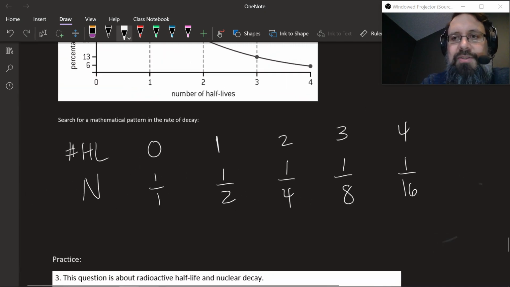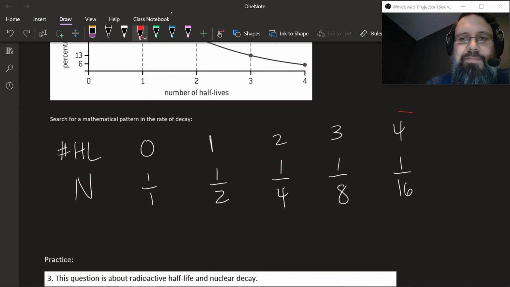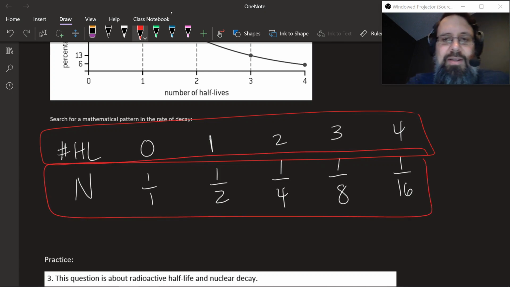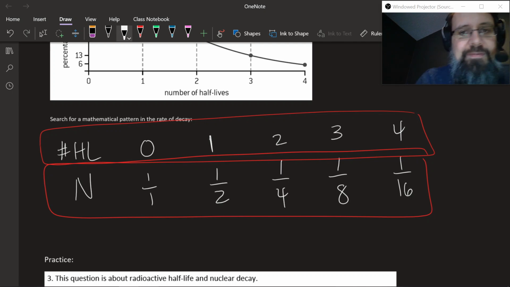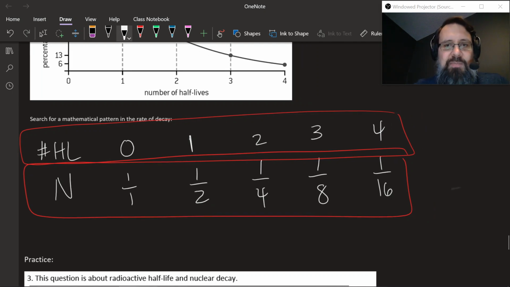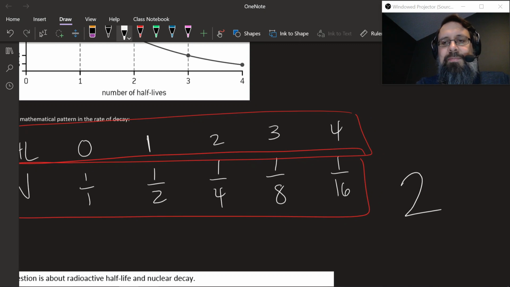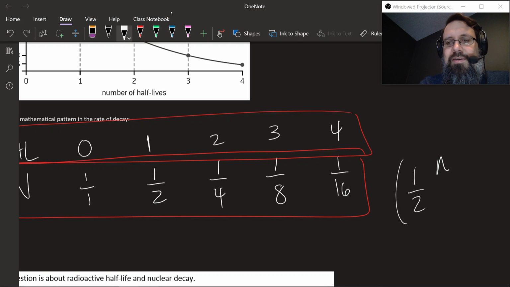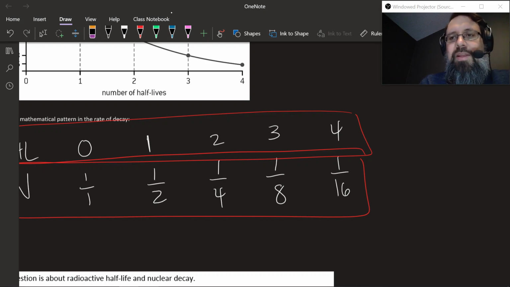And so what we want to do is find a pattern that relates these two to each other. It turns out that the pattern is you take the number of half-lives and make that the exponent of the number 2. If n is the number of half-lives, when there's 1 half-life, it's 1 half, sorry guys. Let's do it as 1 over 2 to the nth power. That'll make more sense.